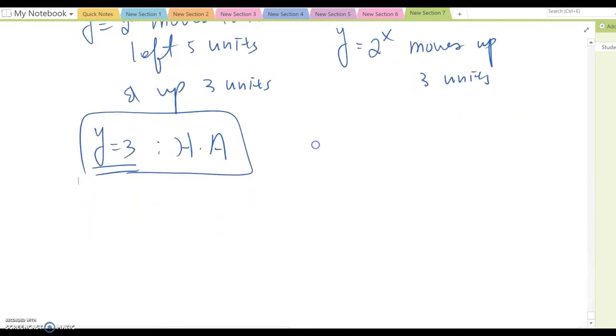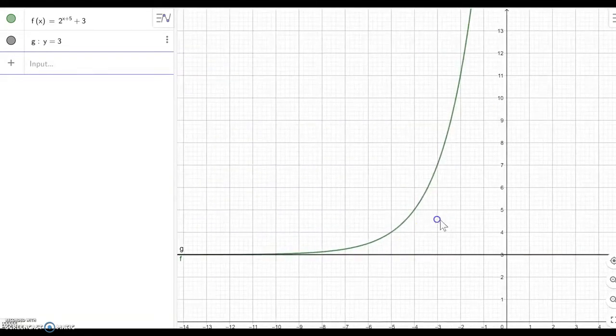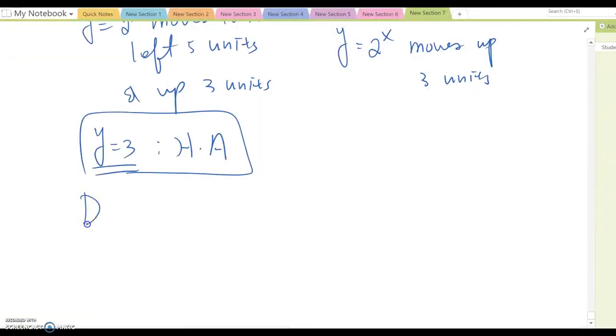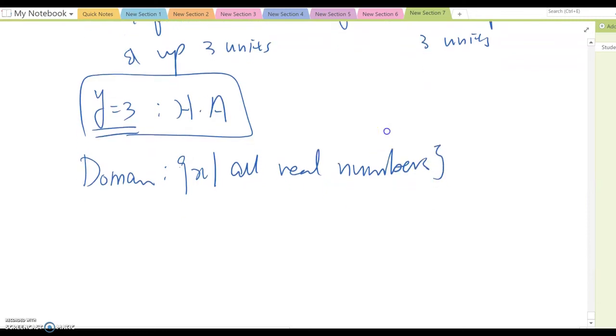Okay, so what's the domain here then? So go back to the graph. Domain, it shows that because it keeps on going up more and more, and eventually it will pass through the y-axis and keep on going. Therefore, the domain is x, all real numbers. Okay.